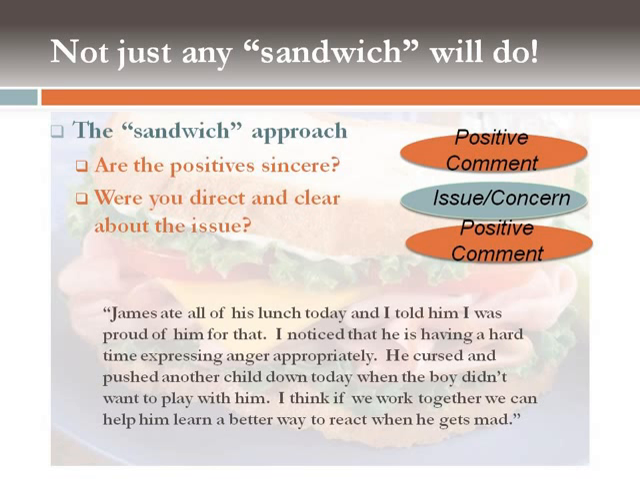And there's an example there for you about James. James ate all of his lunch today, and I told him I was proud of him for that. I noticed that he's having a hard time expressing anger appropriately. Today he cursed and pushed another child down when the boy didn't want to play with him. So I think if we work together, we can help him learn a better way to react when he gets mad. What are some suggestions that you have?